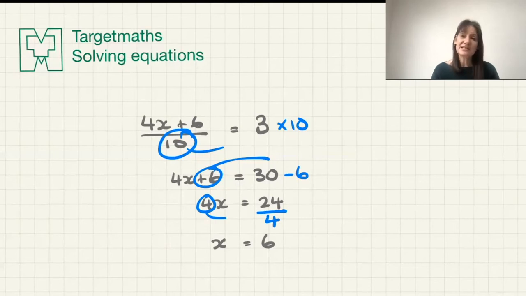And hopefully you can see from the work that we've done so far, the number of steps needed to solve the questions is the same as the number of numbers in the question. So in this question, we had a 4, a 6, and a 10, and you can see we've circled them all. So 3 movements to get x on its own for that question.